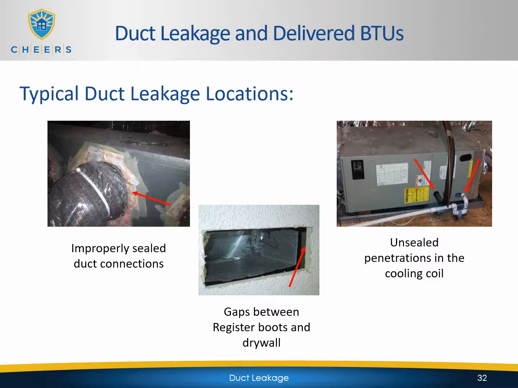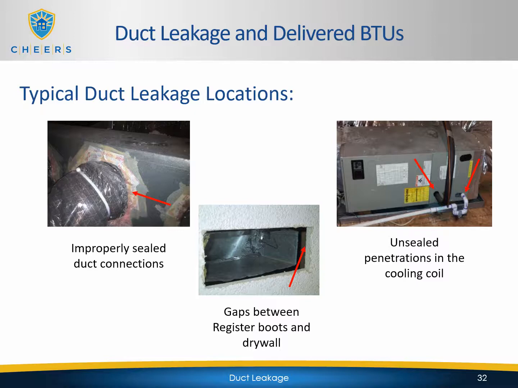In the middle picture, gaps between register boots and drywall should be sealed. In this particular picture, they're not. So if they don't stay sealed, whether it's a return grill or a supply grill and register, it doesn't matter. If it's a return register and those edges are not sealed, the return will then pull air from the subfloor or from within the building cavity rather than the house. If it's a supply register, then the supply register will push air into the building cavity rather than into the house. So the gaps between the register boots and the drywall have to be sealed. And then last, unsealed penetrations in the cooling coil.